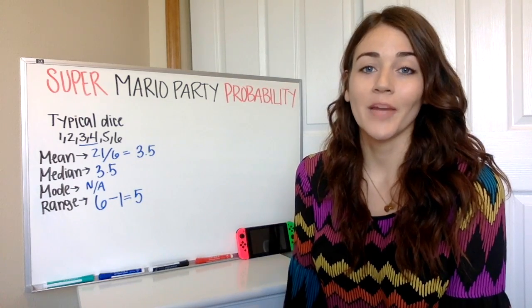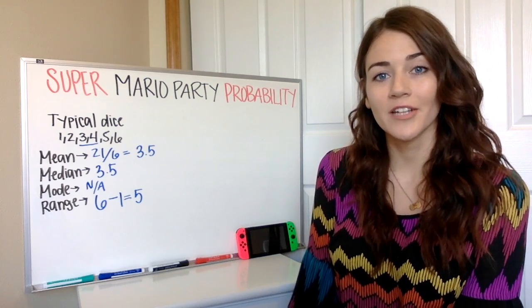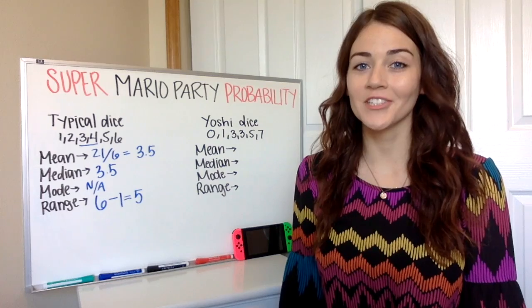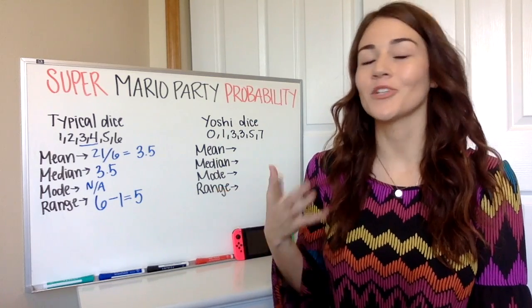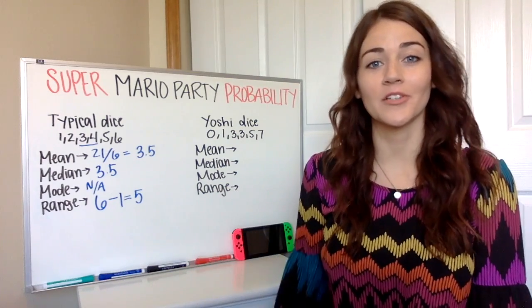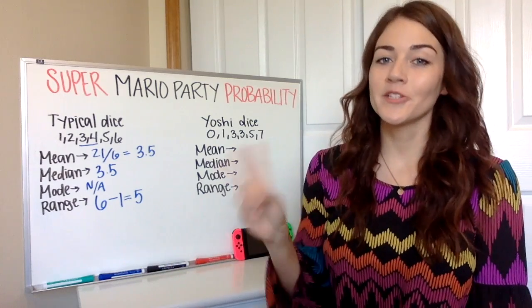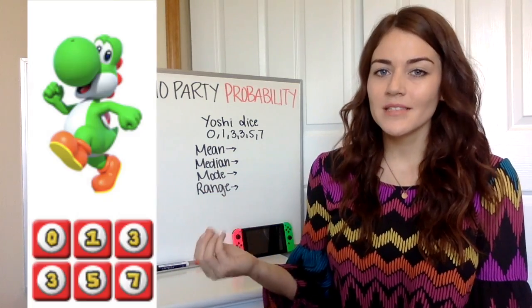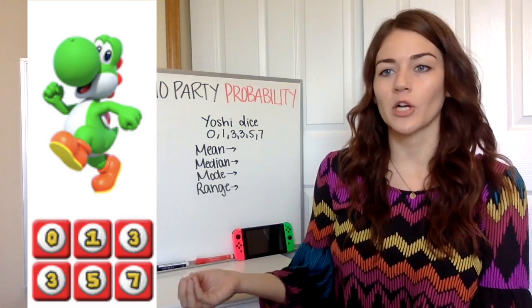Now that we know how to find mean, median, mode, and range, let's take a look at how we can do this with a character dice. The first character dice I chose for two different reasons. One, Yoshi's my favorite character. He always has been. Since I started playing Nintendo games, that's the only character I will ever choose. And two, his dice is pretty similar to a typical dice, but slightly different. So I thought it'd be a good one to start with.